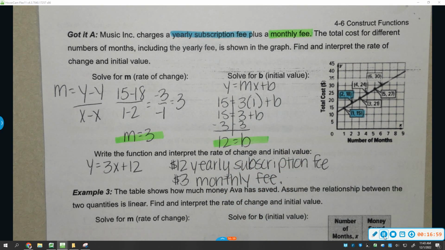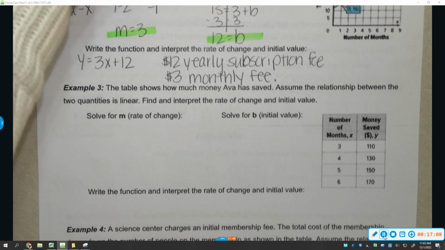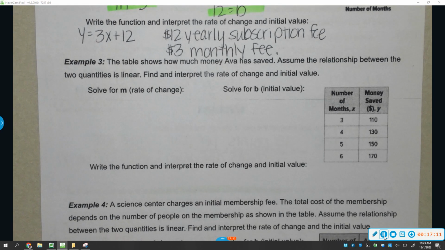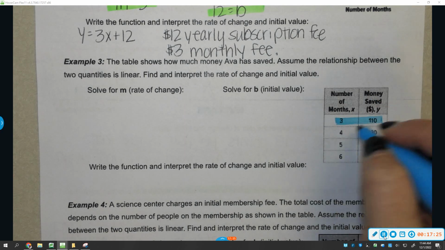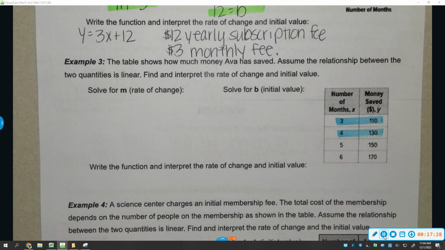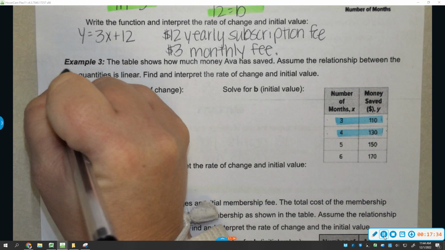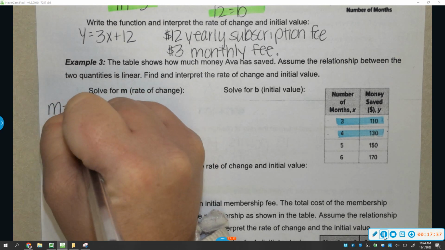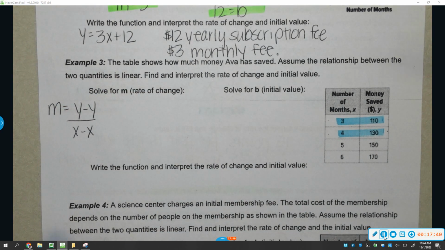All right, so now since we've seen a few examples, I'm going to start to move a little bit quicker through these, but our next set of examples go with tables. All right, so example 3 says, the table shows how much money Ava has saved. Assume the relationship between the 2 quantities is linear. Find and interpret the rate of change and the initial value. The only difference now is your ordered pairs are organized in a table instead of a graph. You still have a y minus y and an x minus x. All right, so you're still able to find your rate just like you did on a graph.